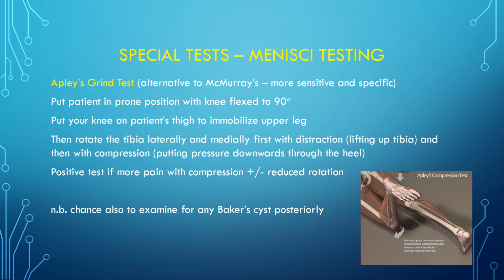medially. First with distraction, lifting up the tibia, and then with compression, where you put downward pressure through the heel of the foot as you rotate, both medially and laterally. A positive test is when there's more pain with the compression aspect of the test, and you also may notice reduced rotation. Again, the patient may be in some discomfort, and usually acknowledge that.